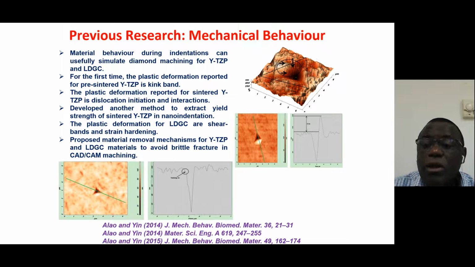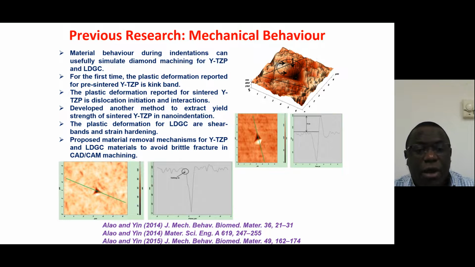Briefly, yield strength is characterized by the onset of plastic deformation. That is when the plastic deformation starts to take place. And then the lower the yield strength, the higher the ductility of a material. So that is, the material can easily be deformed plastically.